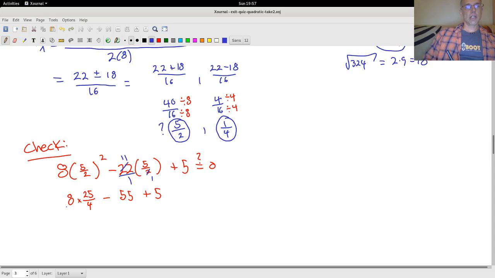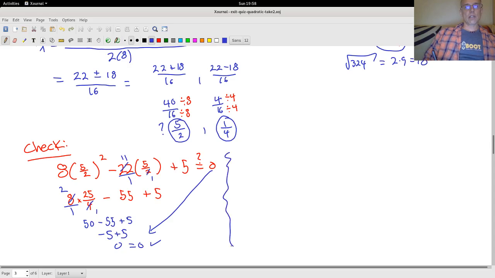Cleaning up this side here, we can view that as 8 over 1, 4 goes into 8 twice, 2 times 25 is 50, so we have 50 minus 55 plus 5. 50 minus 55 is negative 5, plus 5 is 0, which matches the 0 on the other side, right? And so that checks out. So next we'll try this for 1/4. So 8 times 1/4 squared, and be safe with parentheses, minus 22 times 1/4 plus 5, is that really 0?